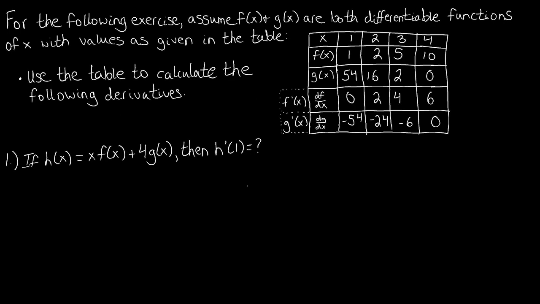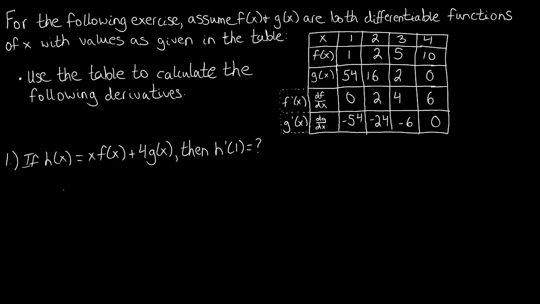So in this first question, h of x is defined as the function x times f of x plus 4g of x. So then we want to try to evaluate what h prime of 1 is. So the first step in this process is going to be to figure out, well, what's h prime? What's the derivative of h with respect to x?